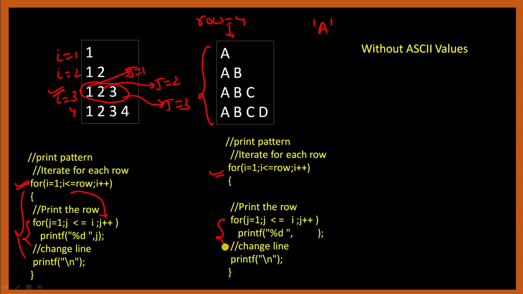Now basically we have to change the inner for loop, because the inner for loop is responsible for printing the actual characters, right? Now instead of the digits we have to print the characters. So now we have to see how we can print the characters.